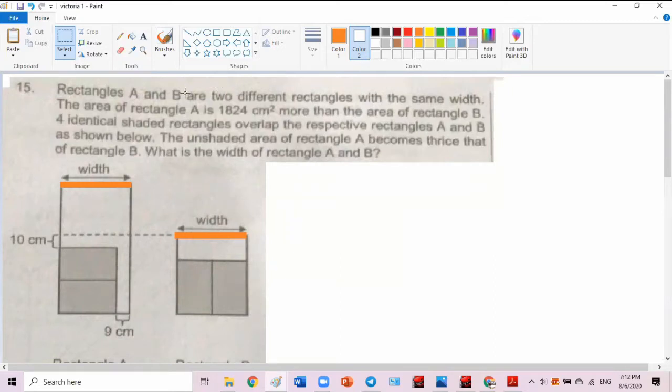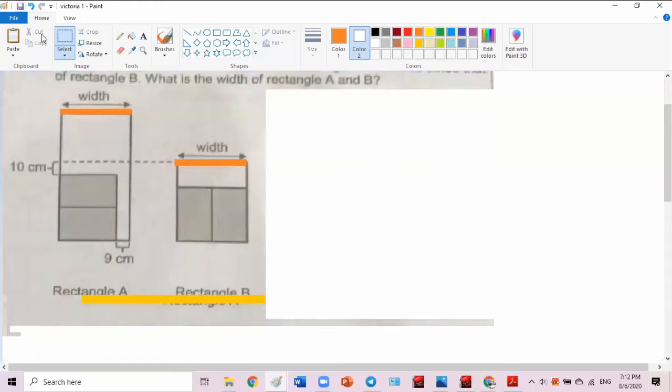The area of rectangle A is 1,824 cm square more than the area of rectangle B. Oh, okay. Now, don't get triggered. The area of rectangle A, which is... Wow, this is rectangle A. Okay, can I? Just now I messed it up. Rectangle A is here. All right, rectangle B is here.